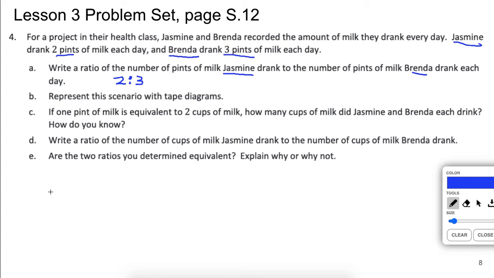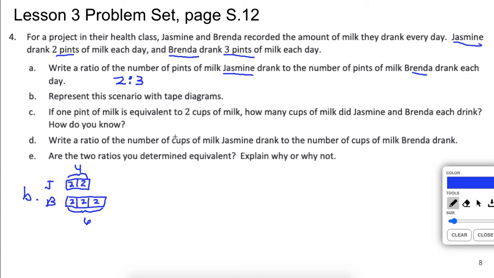Represent the ratio in a tape diagram. I'm just going to go ahead and do that down here. So Jasmine would be 2 and Brenda would be 3. Okay, so there's representing it in a tape diagram. So there's our B. If 1 pint of milk is equivalent to 2 cups, how many cups of milk did Jasmine and Brenda drink? And how do you know? Okay, the key is these represent pints, don't they? But we know each pint is 2 cups, so that means each one of these would represent 2, wouldn't they? And then that means this would be a total of 4, and this would be a total of 6. So that would be our justification there.